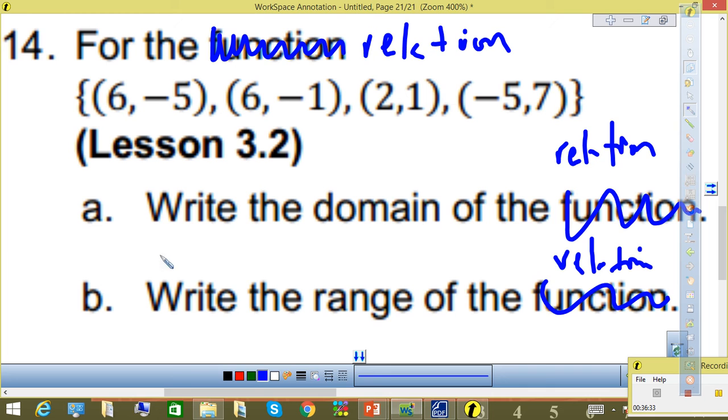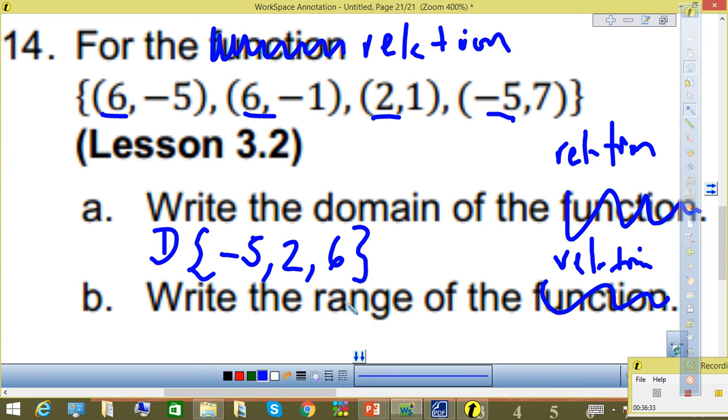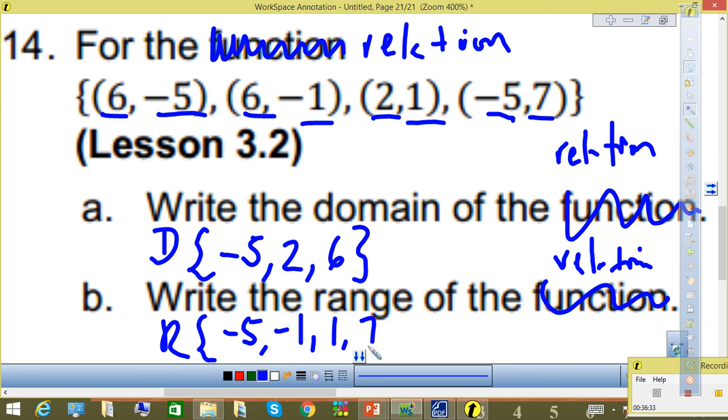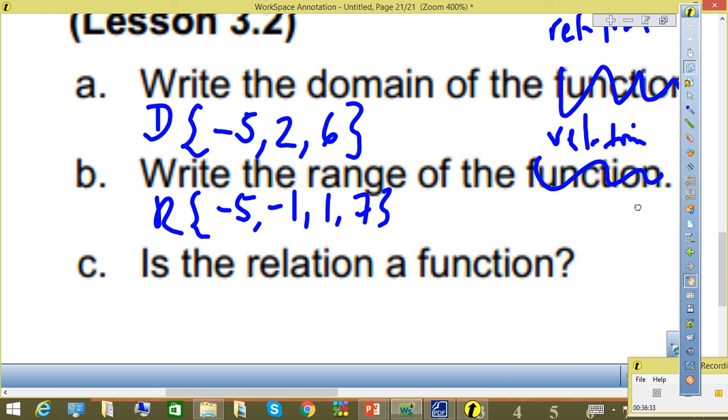State the domain. So the domain is all these. I'm going to write them in order from least to greatest: -5, 2, 6. You do not write repeats, right? No. Okay. So for the range, what's our range? -5, -1, 1, and 7. All right. And then the last question, it says, is the relation a function?